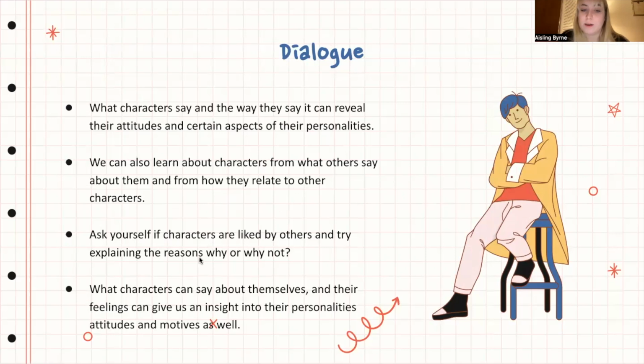So if we're thinking about characters, we'd think: are these characters liked by others? Can we explain how we know they're liked by the other characters? If they are, why are they? And if they're not, why not? What are the character flaws in this person?